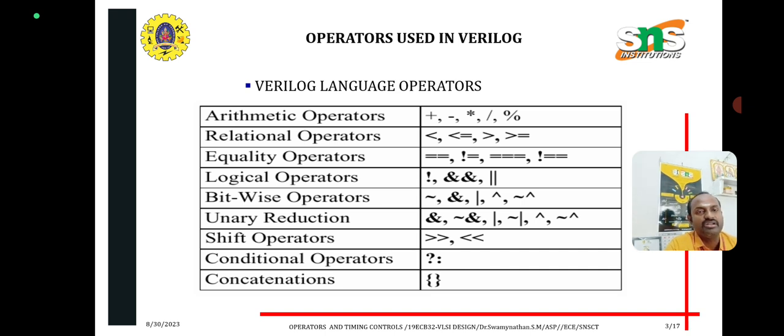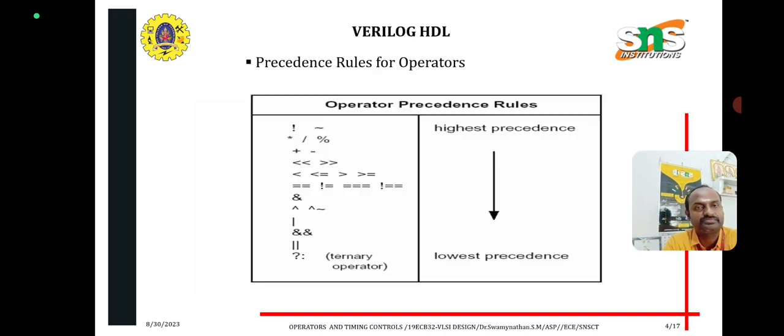Next, the conditional operator, the question mark with the colon, and concatenation, which uses curly brackets. For example, Suresh and another word, Kumar, we concatenate to get Suresh Kumar. That is the concatenation purpose. Next, the Verilog HDL precedence rule for operators goes from highest precedence to lowest precedence, from the NOT operator to the question mark, the ternary or conditional operator. So this is the order of precedence.